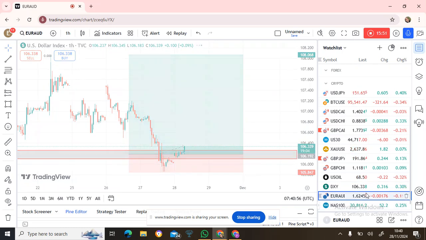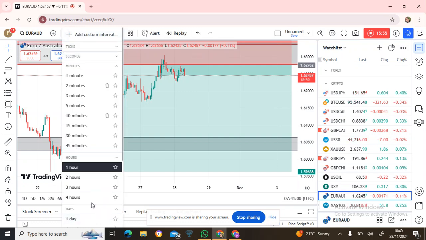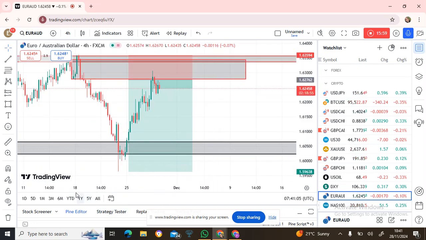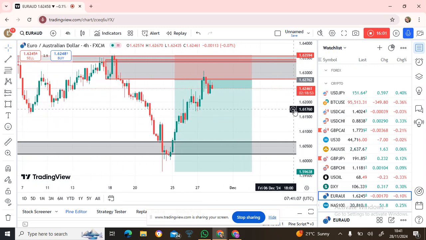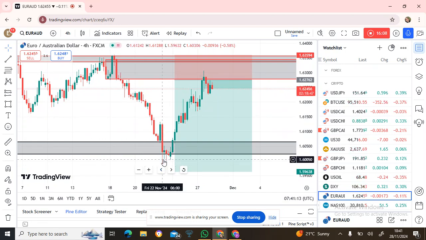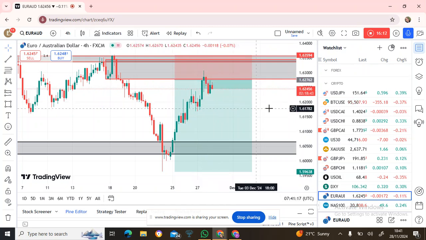So let's go to Euro AUD, it's the same thing. Euro AUD has been on a short-term pullback. You can see what the market did. The market had a lower high. When we came back to create a new lower low, the market went back to this fair value gap to create a new lower high.